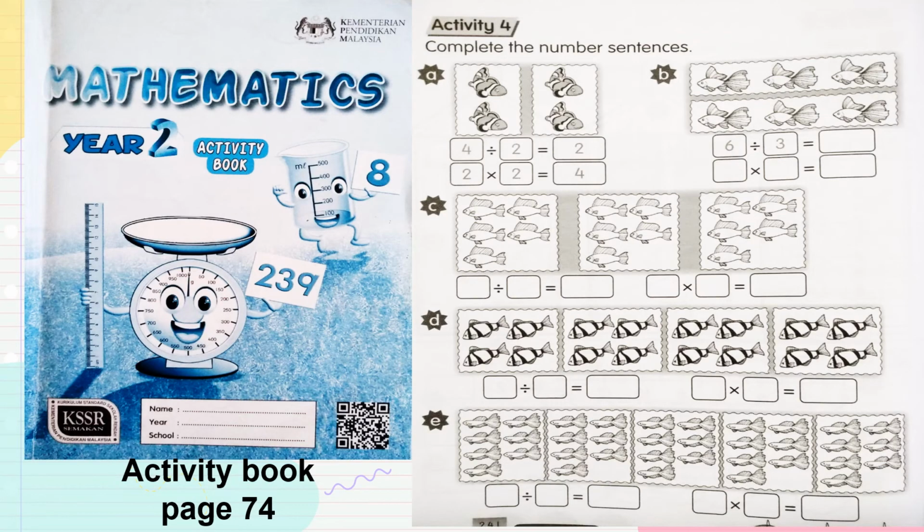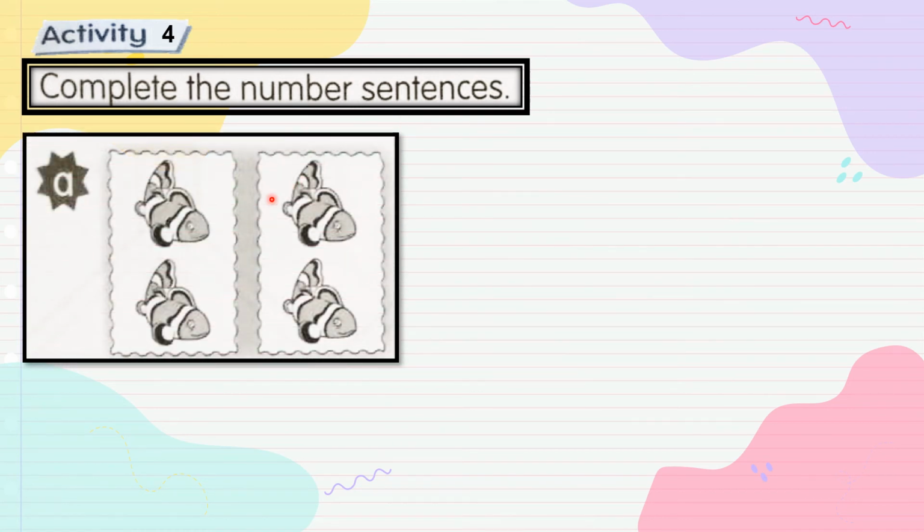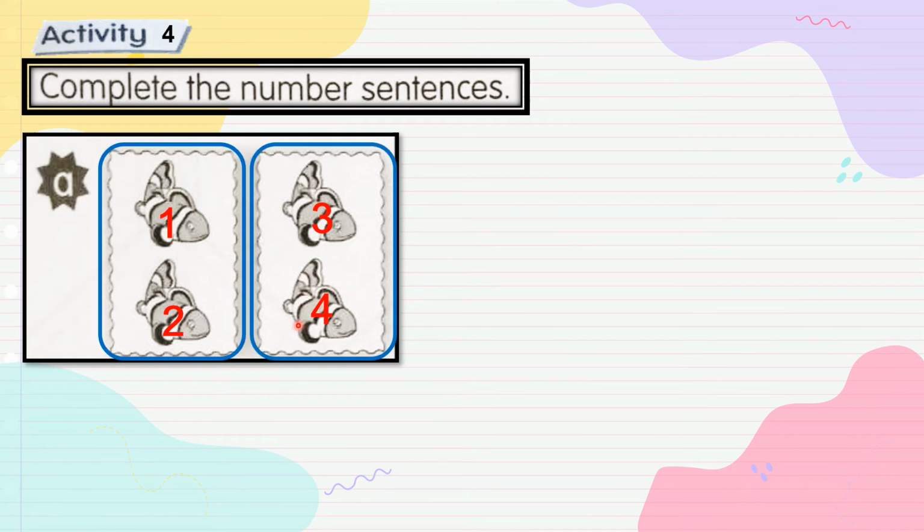Let's do activity book, page 74. Activity 4. Read the instruction. Complete the number sentences. A. Look at this picture. How many fish are there? Let's count. 1, 2, 3, 4. There are 4 fish. How many fish in each group? Yes, 2. Let's write the number sentence.